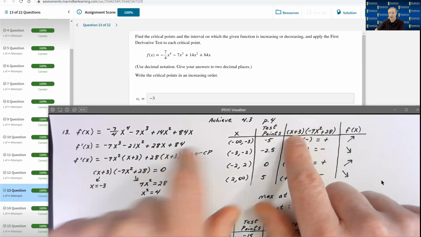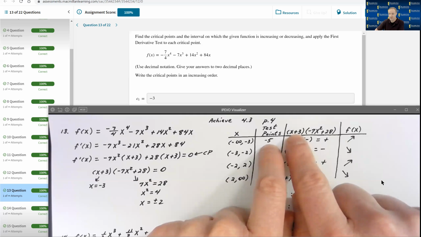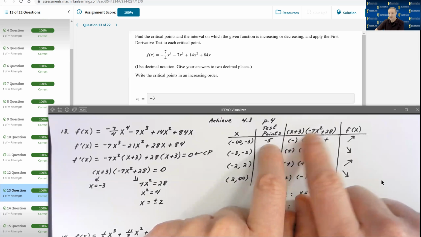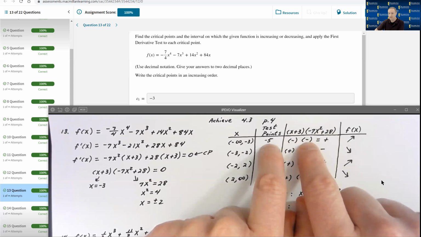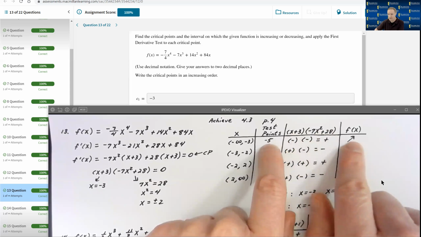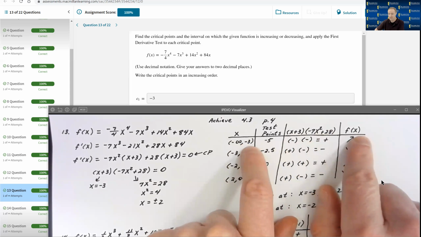Whenever I plug a negative 5 into this factored first derivative, into the first factor, I can see that negative 5 plus 3 would be negative. Into the second factor, I would have negative 7 times 25 plus 28. That's going to be a negative. We know the product of 2 negative numbers is a positive. Thus, I know my function is increasing from negative infinity to negative 3.